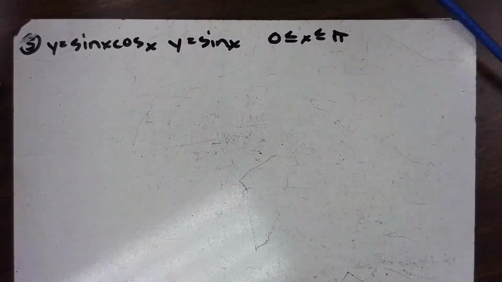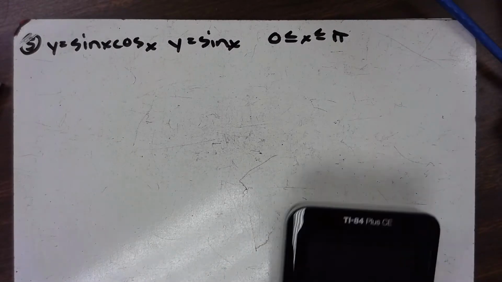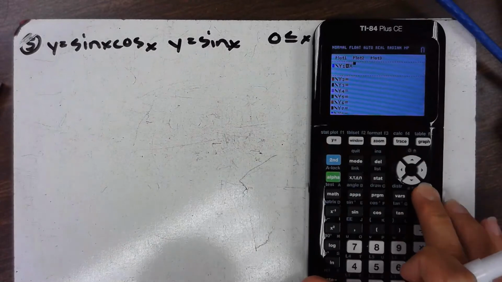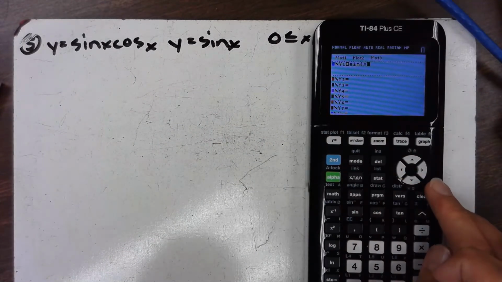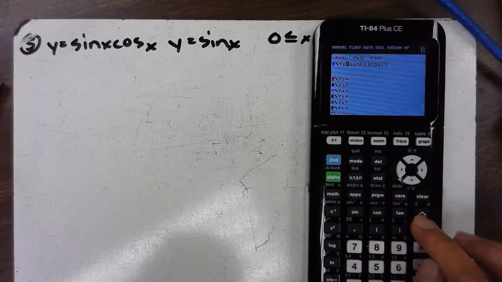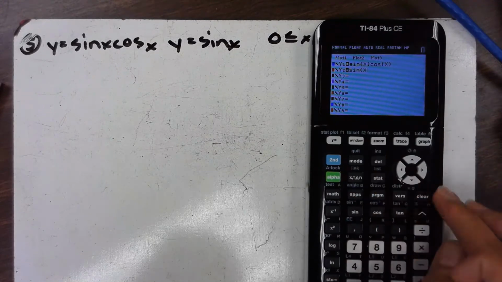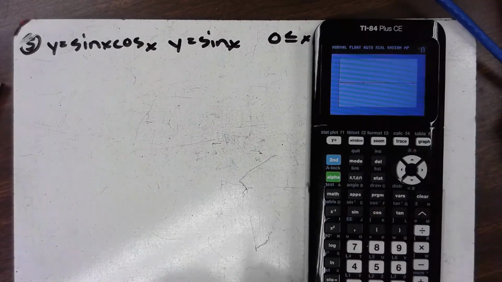All right, number 5. I want to look at these two graphs, and I want to find the area from 0 to pi. Let's look at these graphs right here. Sine x, and make sure you're in radians, cosine x, okay, and then sine x. Since I just want it from 0 to pi, I'm going to put that in as my x bounds and just say graph.